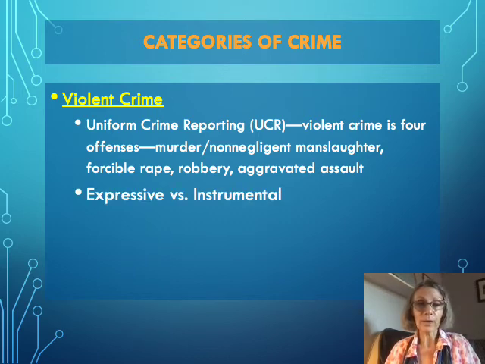Now, your textbook talks about the difference between expressive violent crimes and instrumental violent crimes. Expressive violent crimes are violent crimes that are a product of emotional rage, right? You assault somebody because you're really angry at them. You murder somebody because you're really angry at them. And those would be examples of expressive violent crime. Instrumental violent crime is where people engage in a violent act because they're seeking economic advancement or some sort of social advancement.